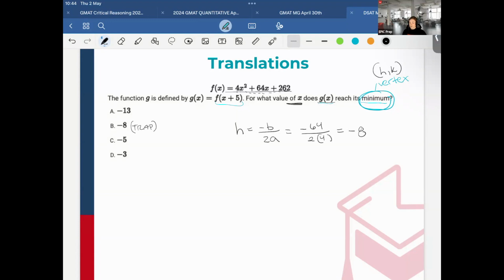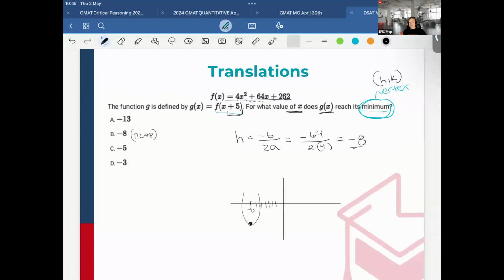Okay, so that would be a trap because this is the function here, but I'm asked for g of x reaching its minimum. So I know this is +5. Remember what +5 looks like on the actual parabola or coordinate plane? So imagine the original function here, 1, 2, 3, 4, 5, 6, 7, 8. Let's just say it's somewhere around here. So if it were -8 to shift, this is telling me that the graph is shifting to the left.